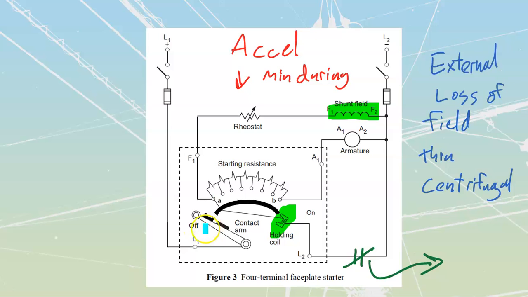And then on this one over here, L1, L2, and then F1, A1 that I'm going to have over here. Note that my A1 is actually connected to my A1, that my F1 is actually connected through my rheostat to my F1 on this one as well.